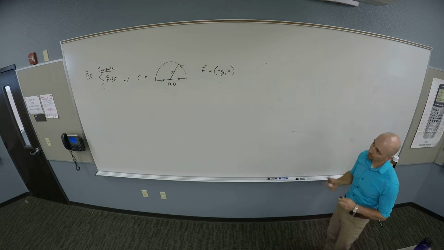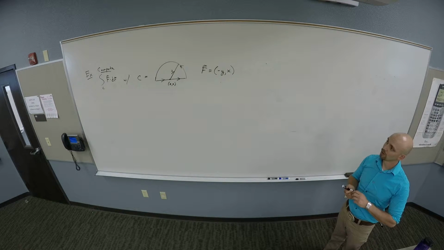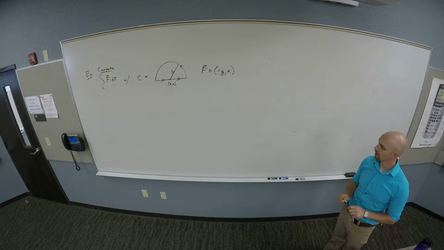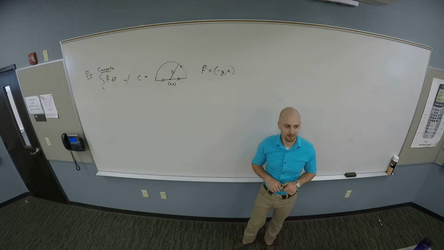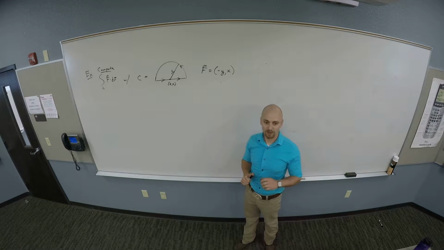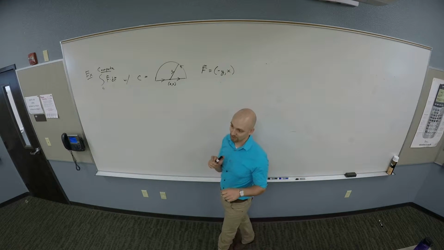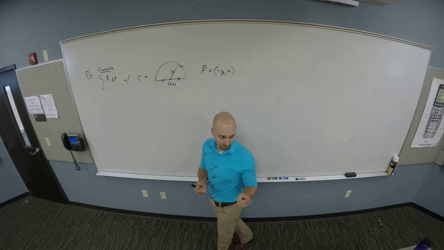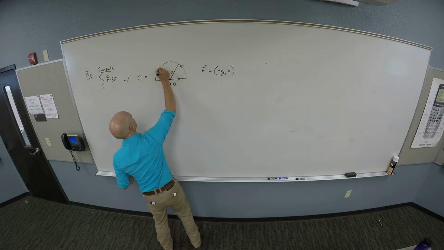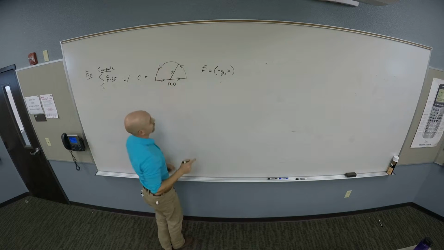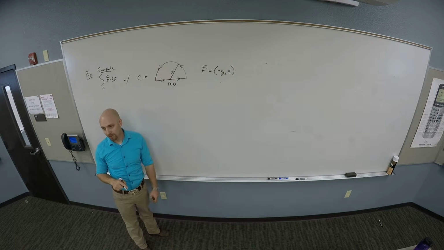Let's try another example. I want to compute a vector line integral where C is... describe that thing. Is it half a circle? It's half a unit circle. But it's going clockwise? Counterclockwise. So I've got half a unit circle counterclockwise.